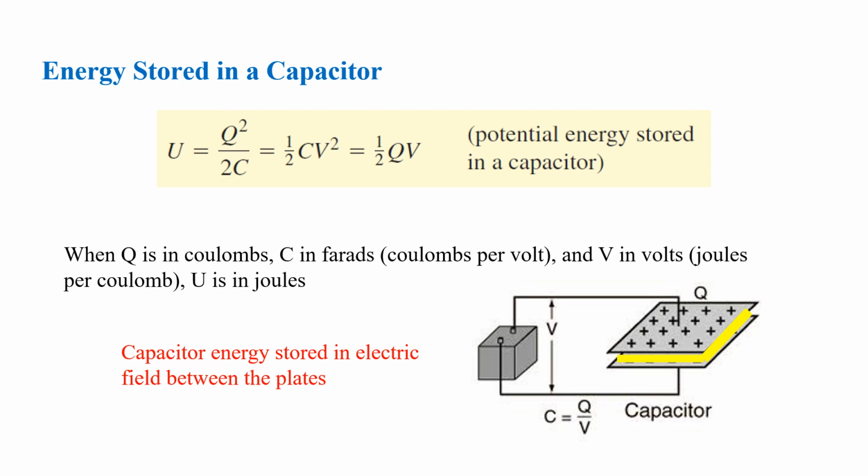For the energy stored in a capacitor, what we mean is the potential energy that is stored in the capacitor. The potential energy U is just Q squared over 2C, where Q is the charge and C is the capacitance, which is also equal to 1/2 CV squared, where V is the potential difference, and this is also equal to 1/2 QV. When Q is in coulombs, C is in farads, which is equivalent to coulombs per volt, and V is in volts, which is equivalent to joules per coulomb, the potential energy U is of course in joules.